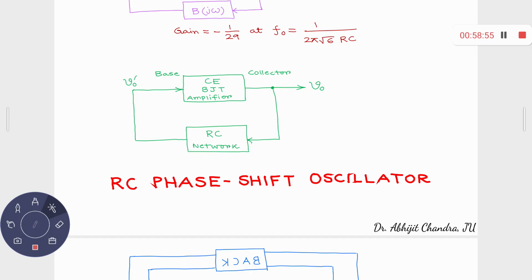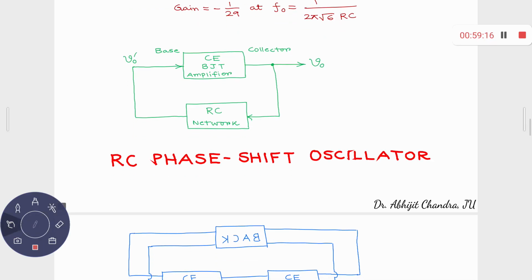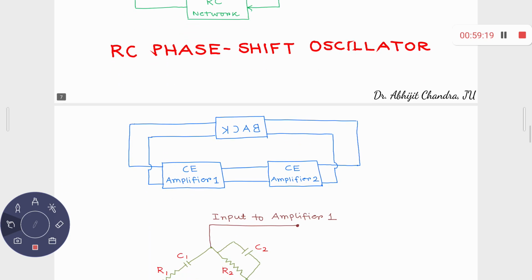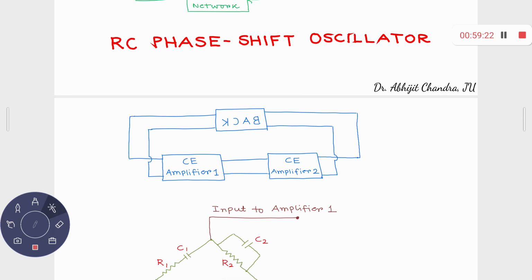So that's why this RC network has to produce a phase difference of 180 degrees. Now, for some other circuit, you can have an RC network which provides a phase difference of 0 degrees, in which case you require two such CE amplifiers, so that the overall phase difference is 360 degrees. From here to here there is a 180 degree phase difference, from here to here an additional 180 degrees, so from here to here the phase difference is 0. So the feedback network doesn't provide any phase difference, 0 degree phase difference, right?